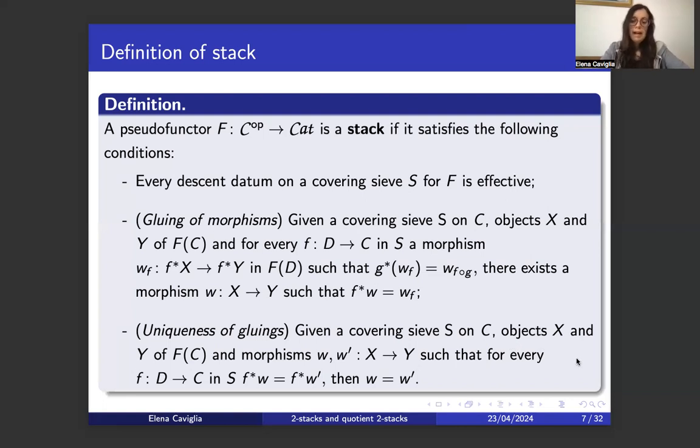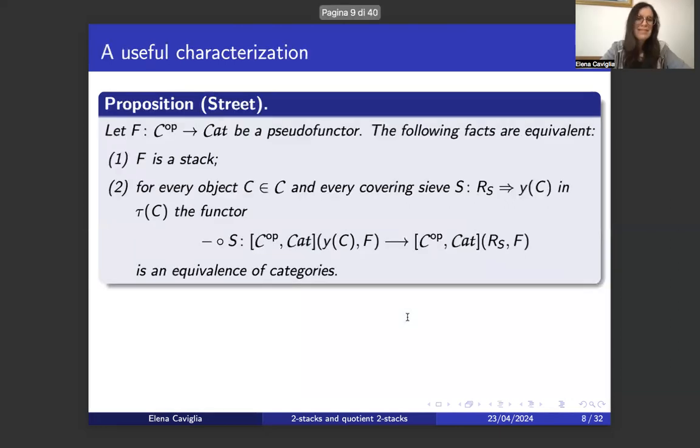But there is an equivalent way to see a stack. There is a useful characterization of the notion of stack that is due to Ross Street. So we have that F is a stack if and only if for every object of the category C and every covering sieve, the functor of precomposition with the covering sieve is an equivalence of categories.